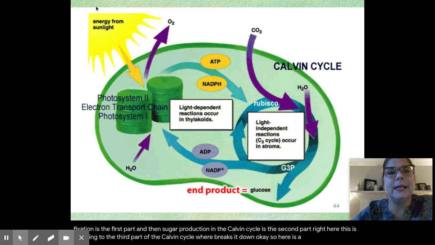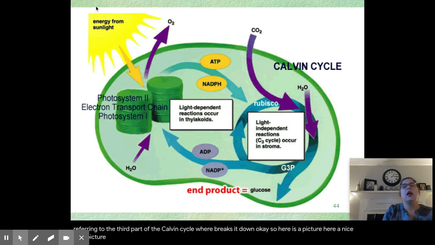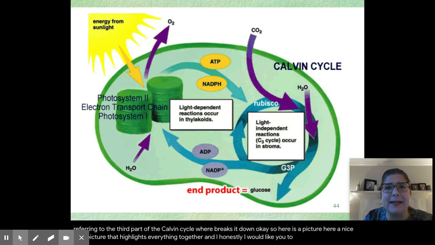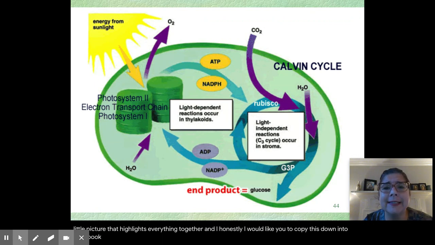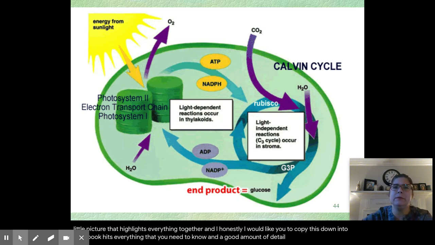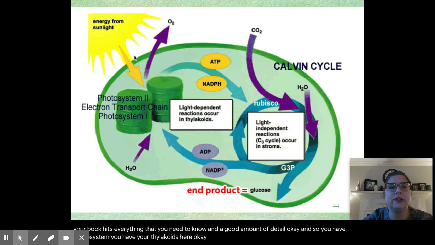Here is a nice little picture that highlights everything together, and I would like you to copy this down into your book. It hits everything that you need to know in a good amount of detail. You have your thylakoids here. The energy from the sun, you have water. We have our light-dependent reaction. The energy from the sun splits the water and oxygen leaves.